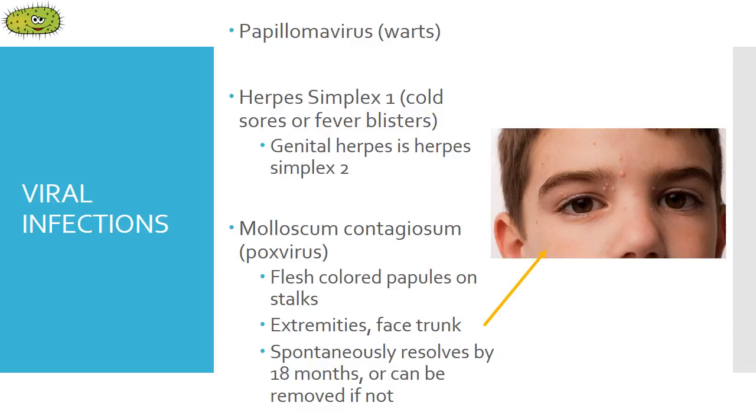And then something that's more in your ATI, not in your book, is molluscum contagiosum, and that's a pox virus. And I included this because you may very well see this. It's just flesh-colored papules on stalks in areas of skin, typically on the extremities, face, or trunk. It typically will spontaneously resolve by 18 months, but if not, they'll usually use some type of cryotherapy or surgical removal of the areas that are there.